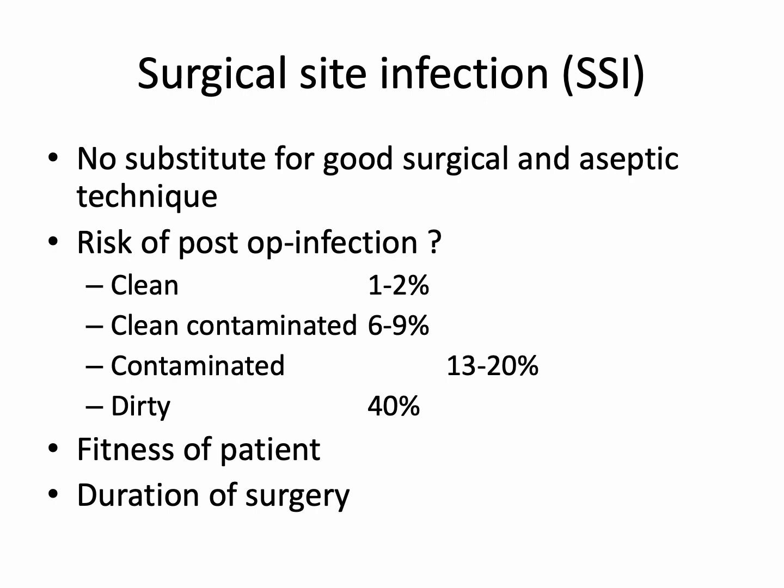When we look at surgical site infection, the risk of post-op infection for clean surgery is only about 1 to 2%. For clean contaminated surgery, about 6 to 9%. Risk of post-op infection for contaminated surgery is about 10 to 20%, and for dirty surgery about 40%. So prophylaxis is indicated in contaminated and dirty surgical procedures, and also depends on the fitness of the patient and duration of the surgery.